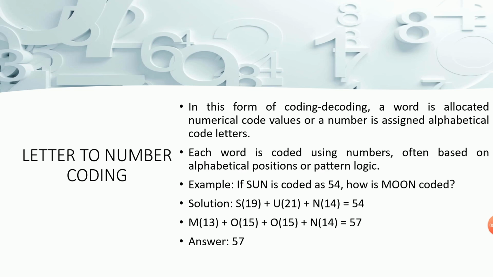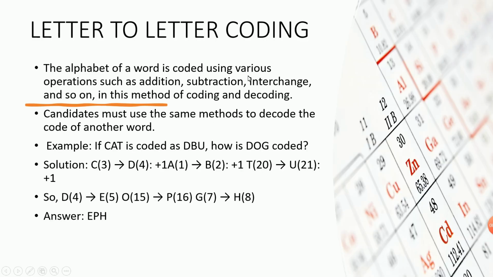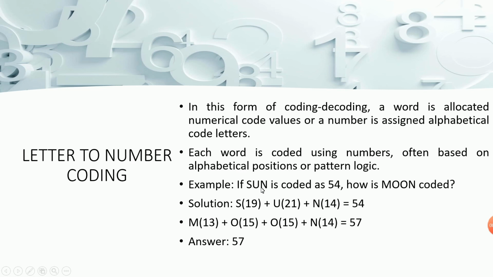Next, letter to number coding. So in the previous thing, they have directly converted a letter or word to another set of letters or words. So here, instead of that, they are coding it as a number. So if sun is coded as 54, how is moon coded? So here please note that they have taken the alphabetical number, that exact alphabetical order representation. So S is 19 and U is 21 and N is 14. So they have added all these things, then 54 has come.